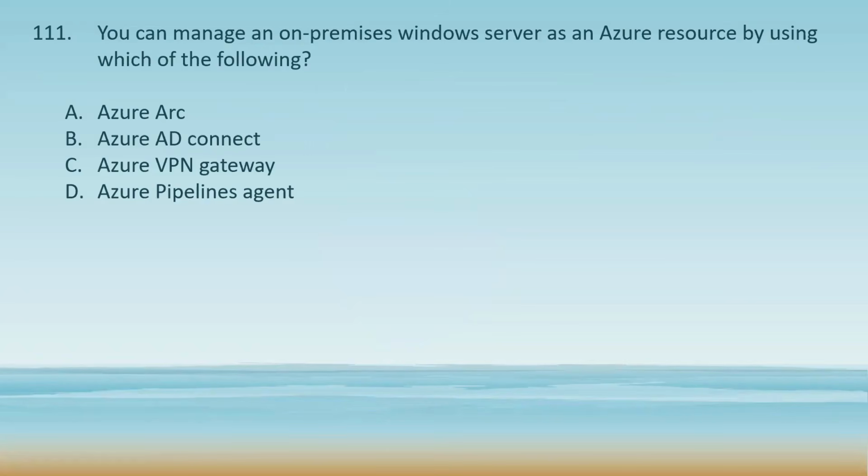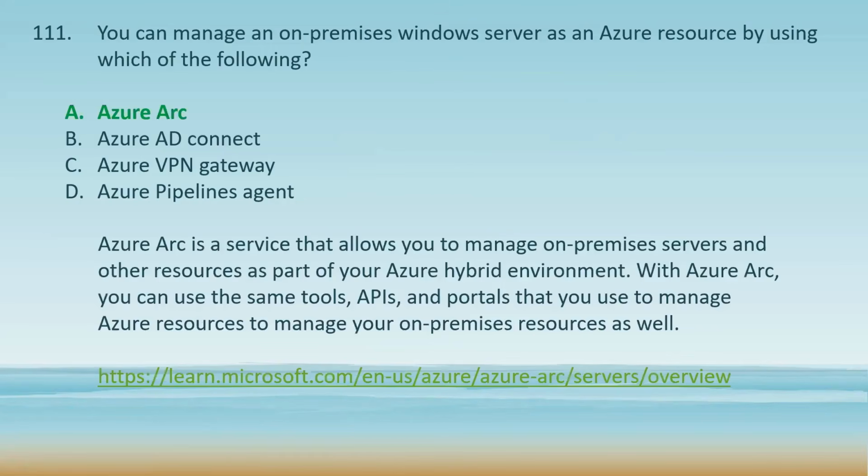You can manage an on-premise Windows server as an Azure resource by using which of the following? Your options are Azure Arc, Azure AD Connect, Azure VPN Gateway, Azure Pipelines Agent. The correct answer is option A, Azure Arc.